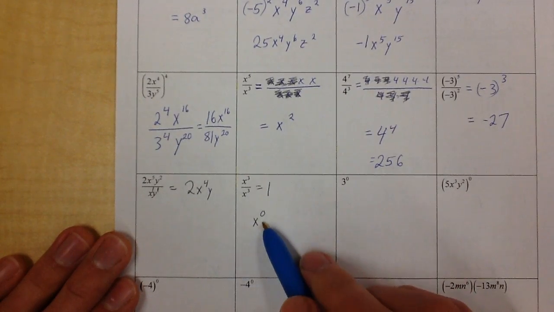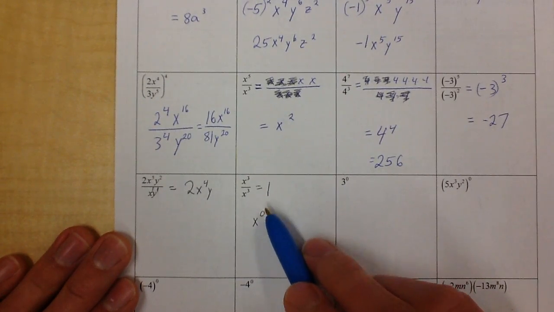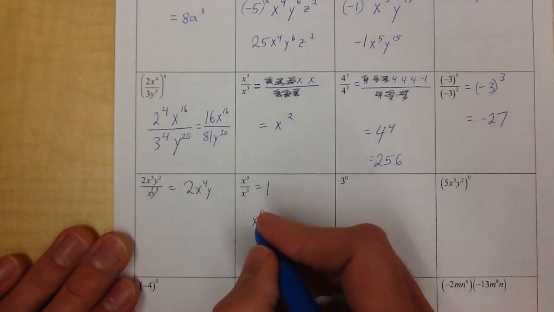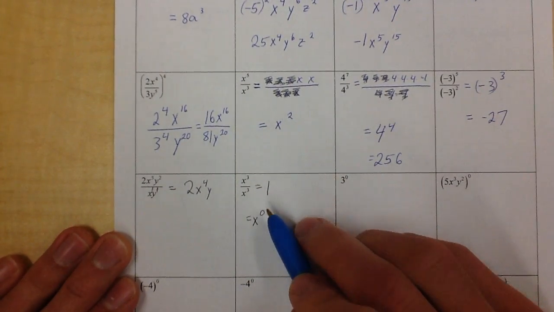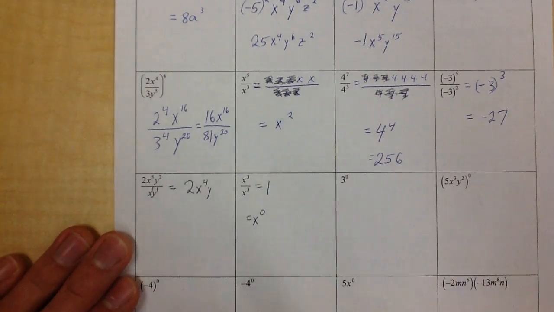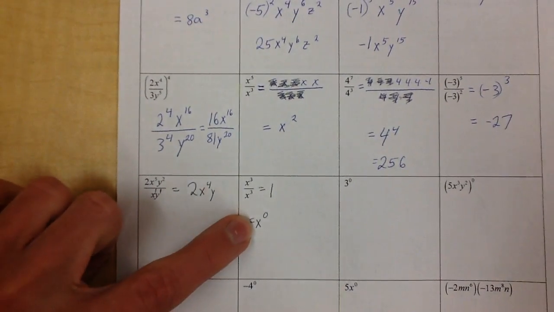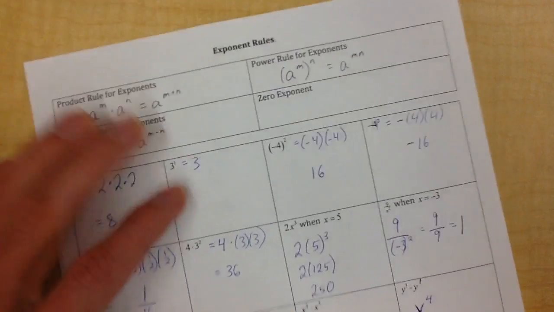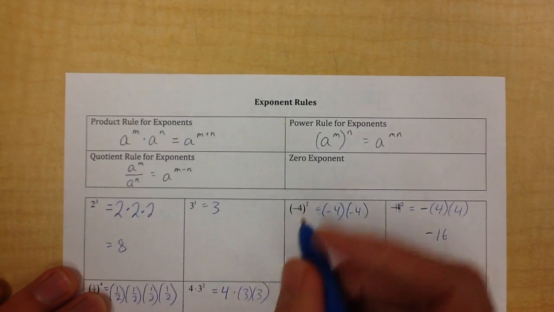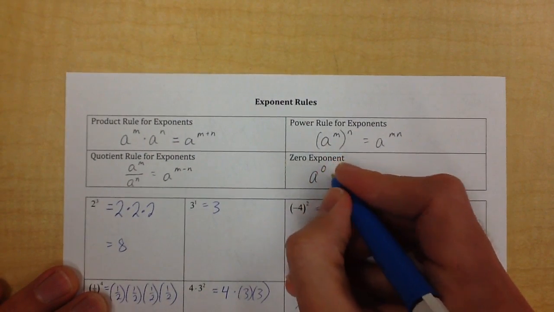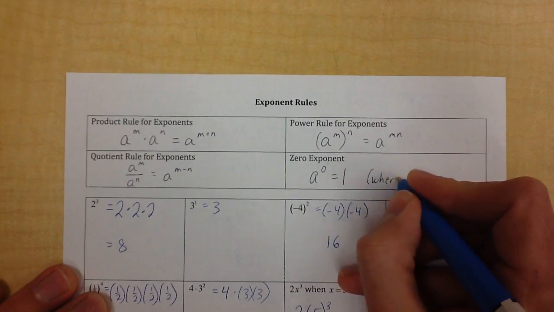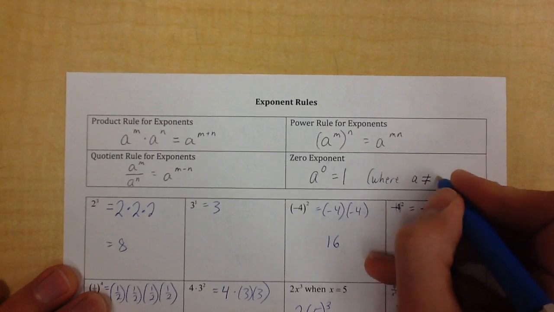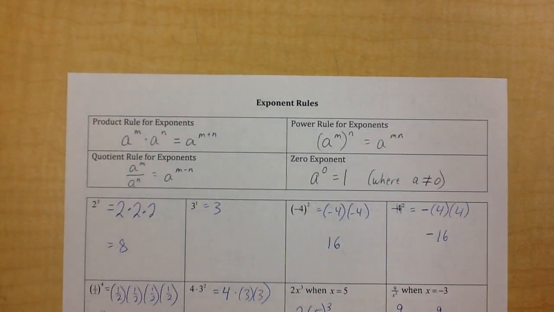If I have something to the 0 power, then I'm going to get 1. These are equivalent. This is the answer I want, but these are equivalent. Doesn't matter what x is, as long as it's not 0. 0 messes up a lot of things. So let's come over here and we'll say a to the 0 power is 1, and in parentheses, it's important to put that, where a is not equal to 0, because 0 to the 0 power is not a thing.